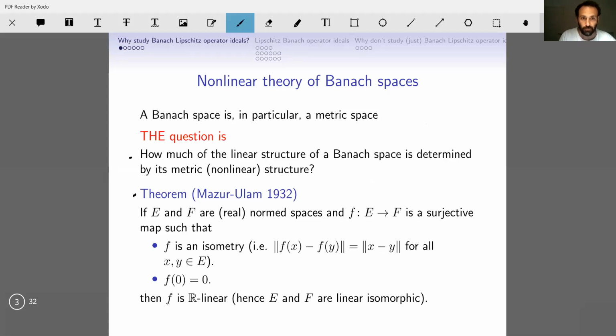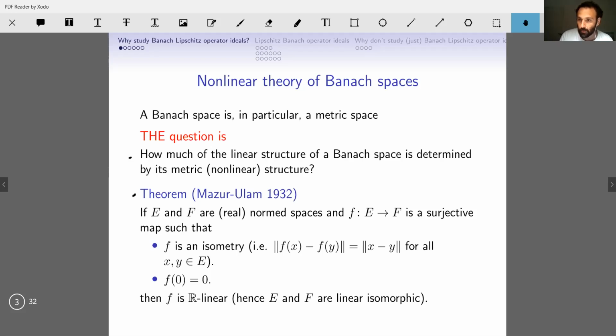The first result in this direction is from Mazur and Ulam from 1932, and states that if E and F are real normed spaces and you have a surjective map from E to F that is an isometry and maps 0 to 0, then the function is linear. And as a consequence, E and F are linearly isomorphic. This means that the linear structure of a Banach space is completely determined by isometries.